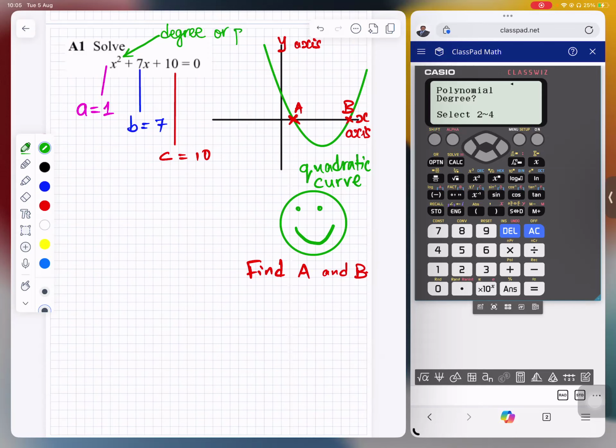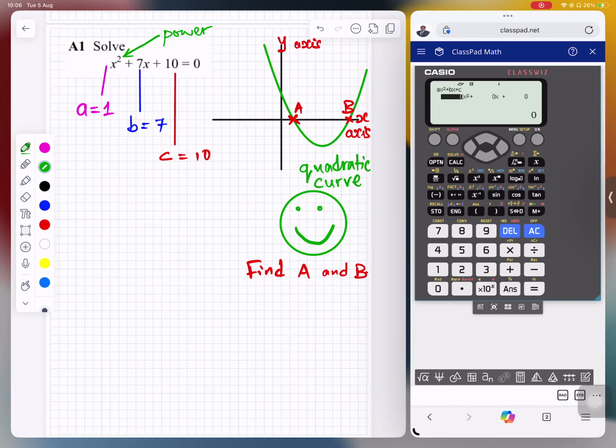Or you can think of it as power. In this case, the x squared, we call it power. It's easier to think of it as power instead of degree because that will confuse you with other things. So just put the power of 2. Because the power is 2, we're going to select 2. And you get a screen that looks like that. Have you got this? Did you get that now? Yes. Okay.